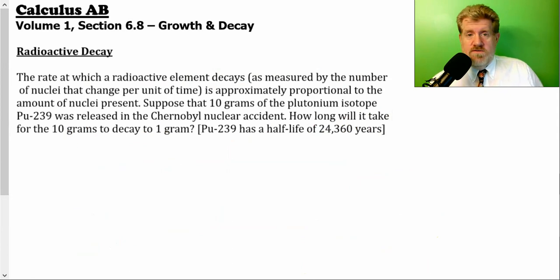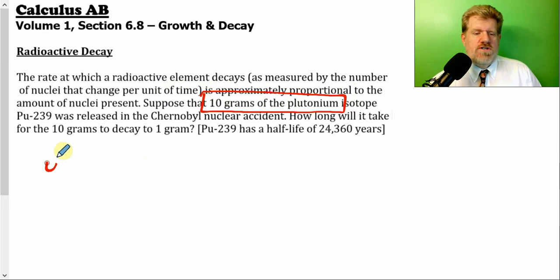Now radioactive decay, now you're losing the stuff. The other ones we're gaining, now we're losing. So that k value should be negative. It means they're going down. So it's a long, long problem, but basically what we've got is we have 10 grams of plutonium. So our starting value is 10.